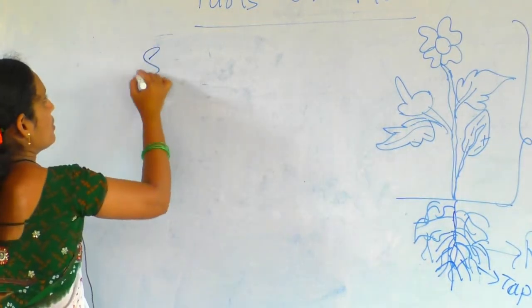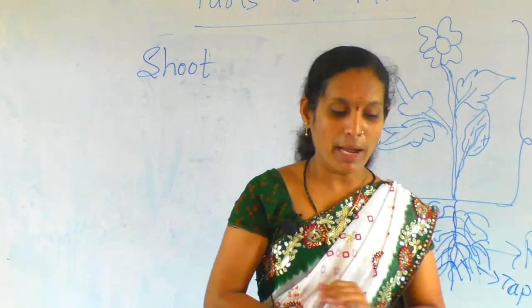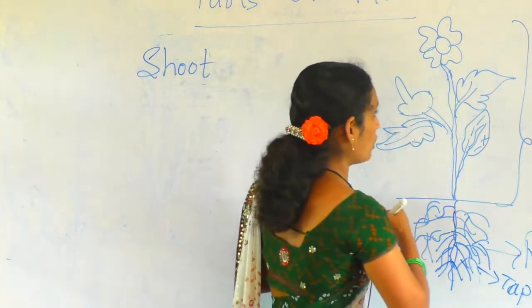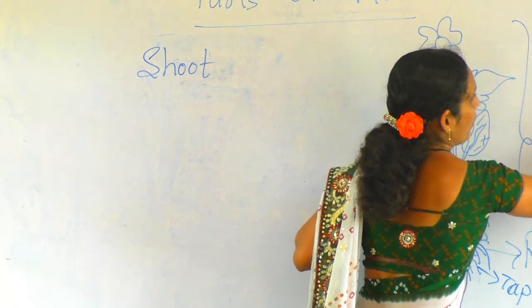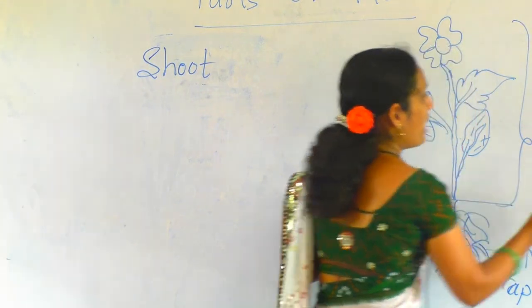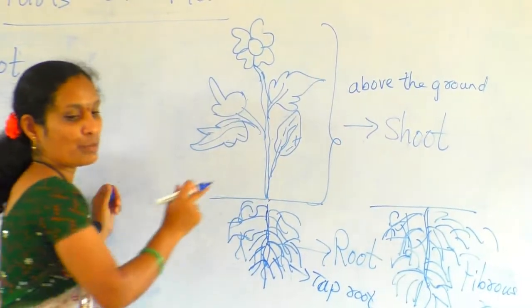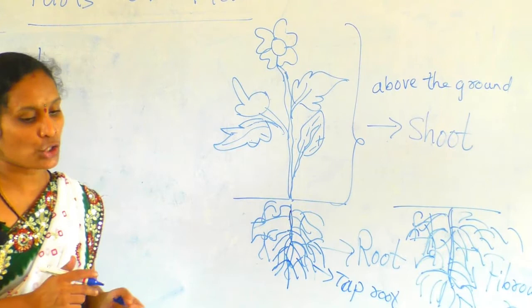Second is the shoot part. See, the reader, the part of the plant that you see above the ground is called the shoot part. I already told this. It is above the ground. This is a shoot part. This is a root part. This is a shoot part. The plant which is present above the ground is called the shoot part.